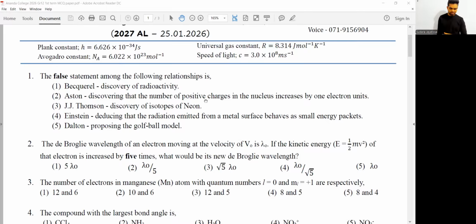It's a bit of a good one. See, the de Broglie wavelength of an electron moving at velocity v naught is lambda naught. If the kinetic energy of this electron is increased by 5 times, they have given the formula for the kinetic energy. This is a very similar question to the 2020 A-level MCQ which we did in the class. It asks, if you increase this kinetic energy by 5 times, what would be the new de Broglie wavelength? Okay, right, let's see how to do that one.